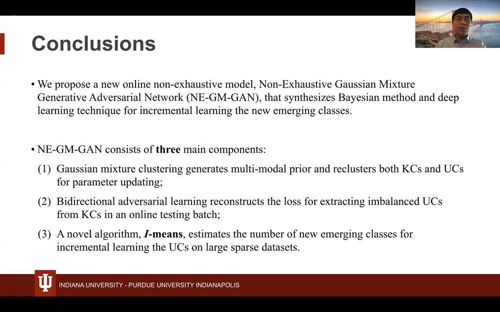In conclusion, we propose a new online non-exhaustive model, non-exhaustive Gaussian mixture generative adversarial network, that synthesizes Bayesian methods and deep learning techniques for incrementally learning the new emerging classes. Our model consists of 3 main components. First, Gaussian mixture clustering generates multi-model prior and recaptures both KC and UCs for parameter updating. Second, bidirectional adversarial learning reconstructs the loss for extracting independent unknown classes from the known classes in an online test batch. Third, a novel algorithm, I-means, estimates the number of new emerging classes for incrementally learning the unknown classes on large sparse datasets.